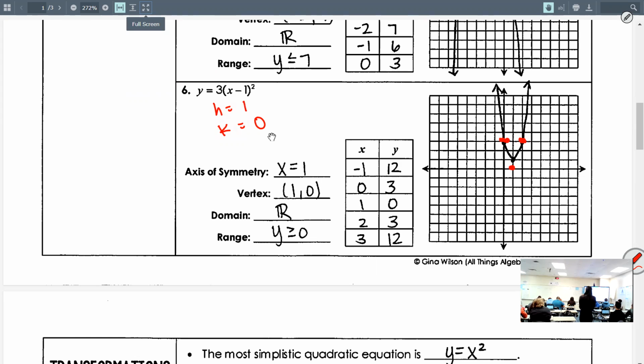From there, that's how you make your table. The vertex always goes in the middle row of your table. You'll want some x values before 1, like -1 and 0, and some numbers after 1, like 2 and 3. How do you find your y's? You find your y's by plugging in your x's.